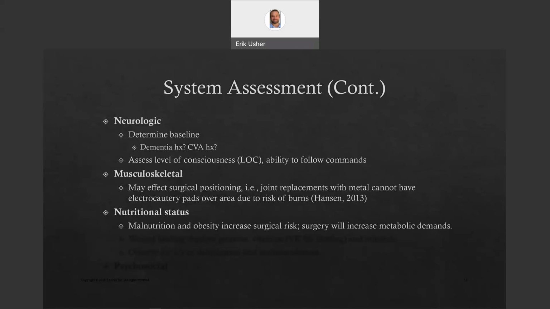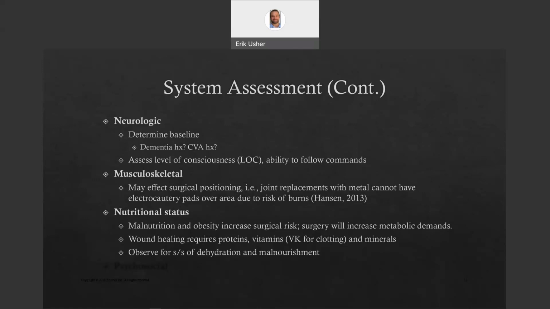And of course, their nutritional status, that's huge. Malnutrition and obesity increase surgical risk without a doubt. So it's going to increase their metabolic demands. Wound healing requires proteins, vitamins, minerals, and you observe for signs of dehydration and malnourishment. That's going to be a huge factor, not necessarily intraoperatively, but in the post-operative phase for healing.